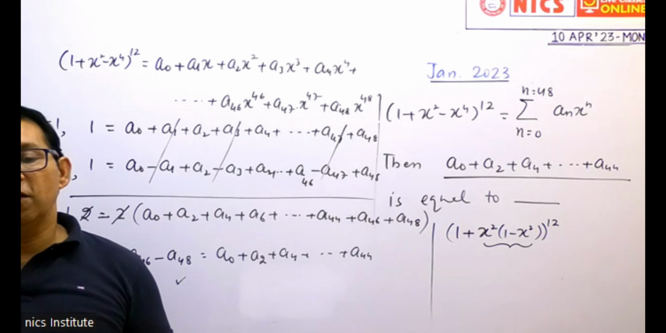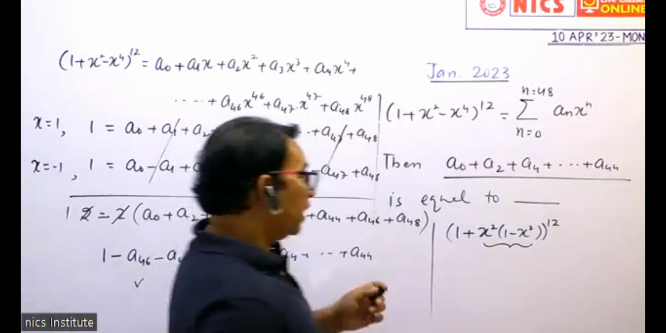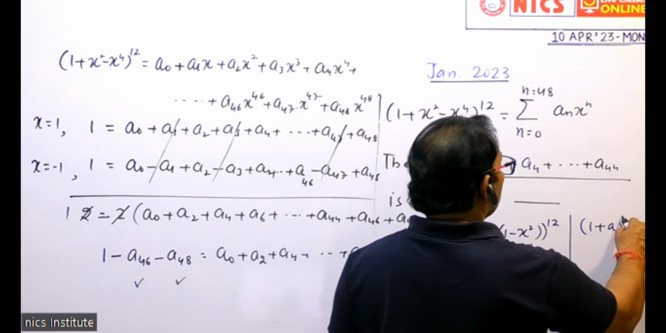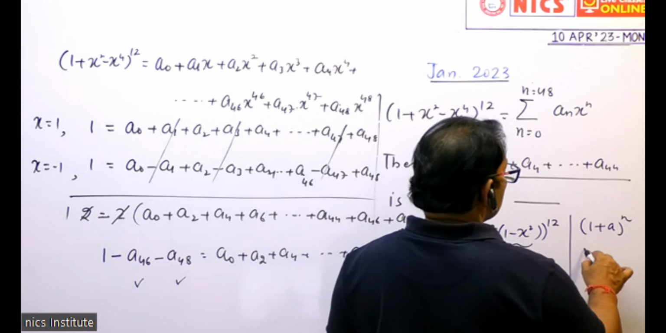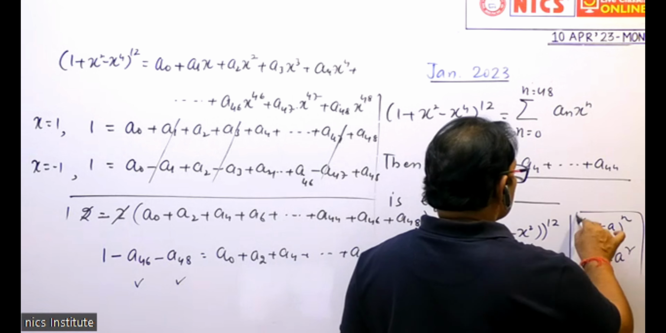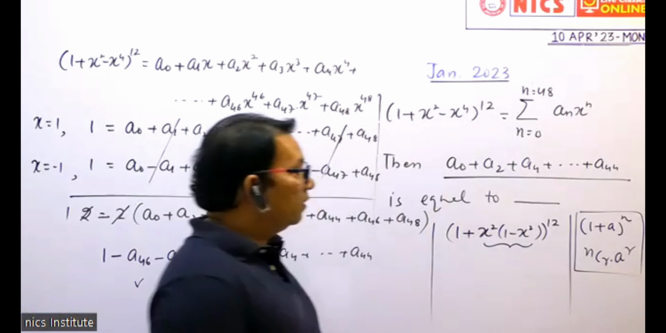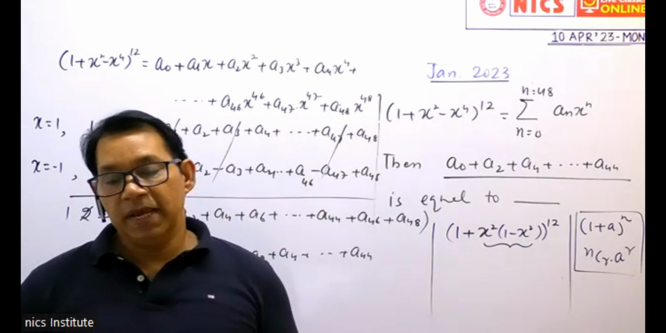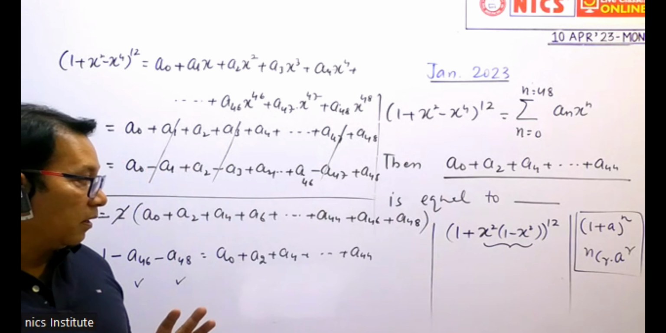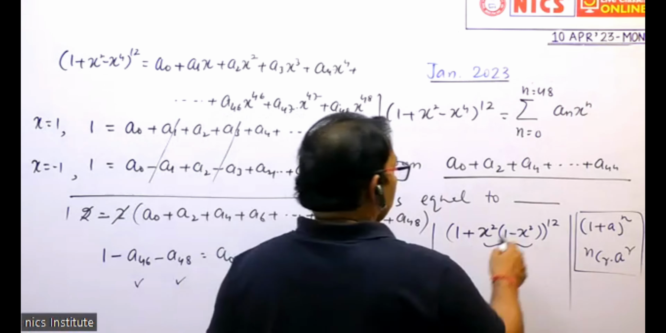Convert this into a binomial. You know that if you have a binomial (1 + a)^n, then its general term is nCr a^r. You all know this. If you have a binomial (1 + a)^n, its general term is nCr a^r. So I'll write the general term.